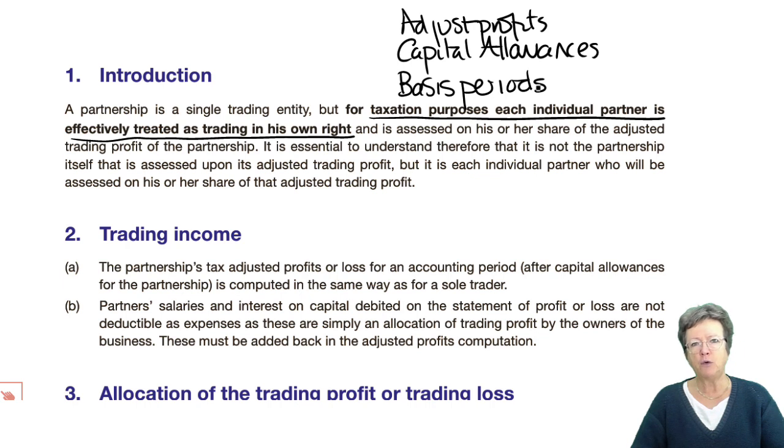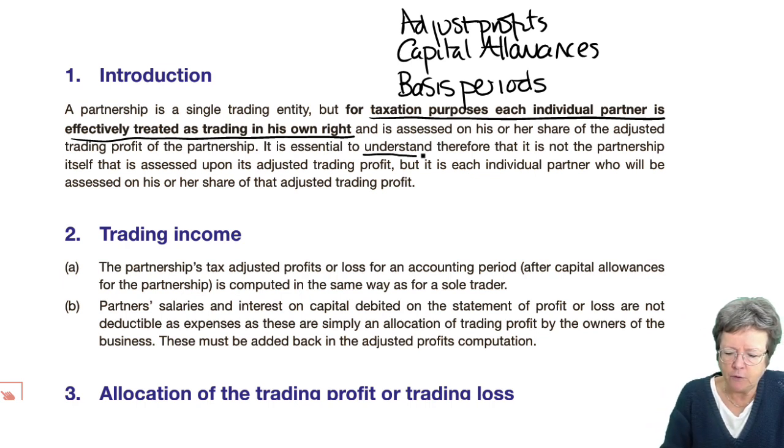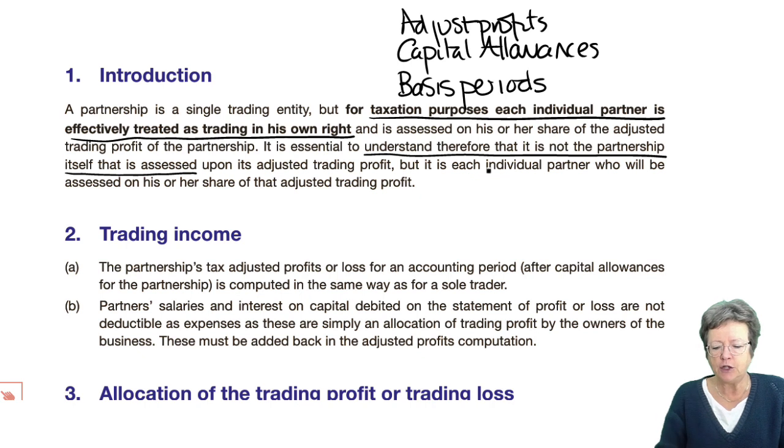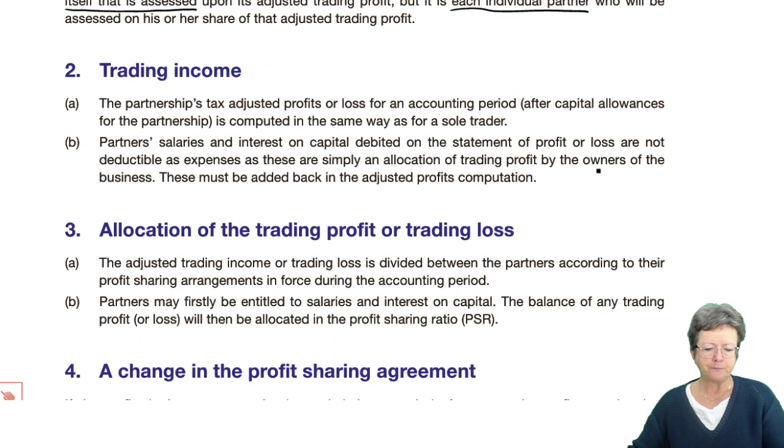As I've mentioned before, these chapters are put in a logical, progressive order so that you can do them one at a time, and each one builds on the next one. Okay, so it is essential to understand, therefore, that it is not the partnership itself that is being assessed, but each individual partner. And we'll see that as we go through the chapters.